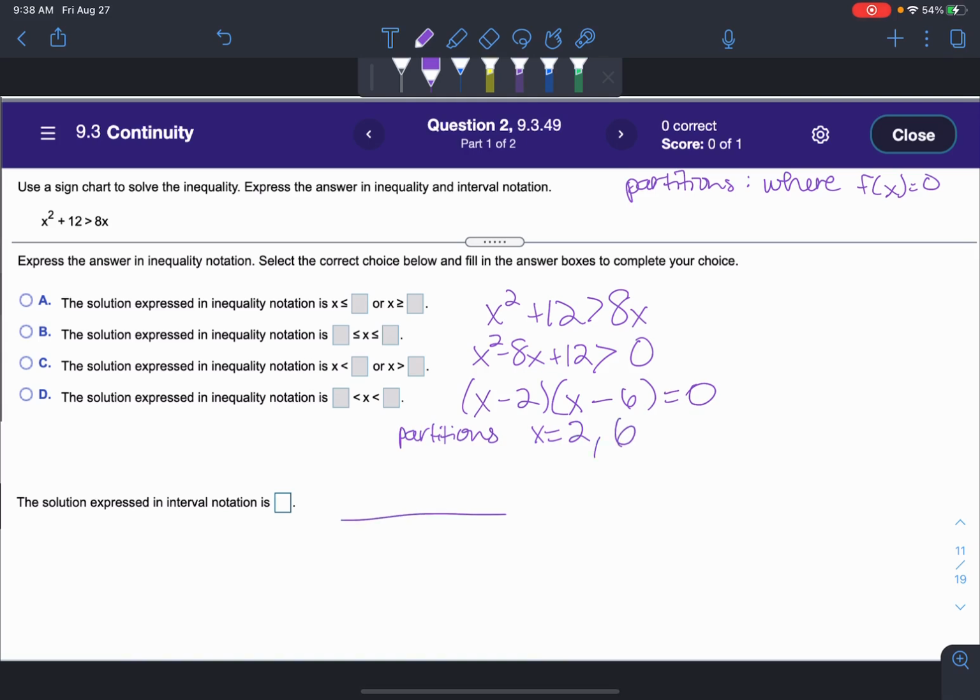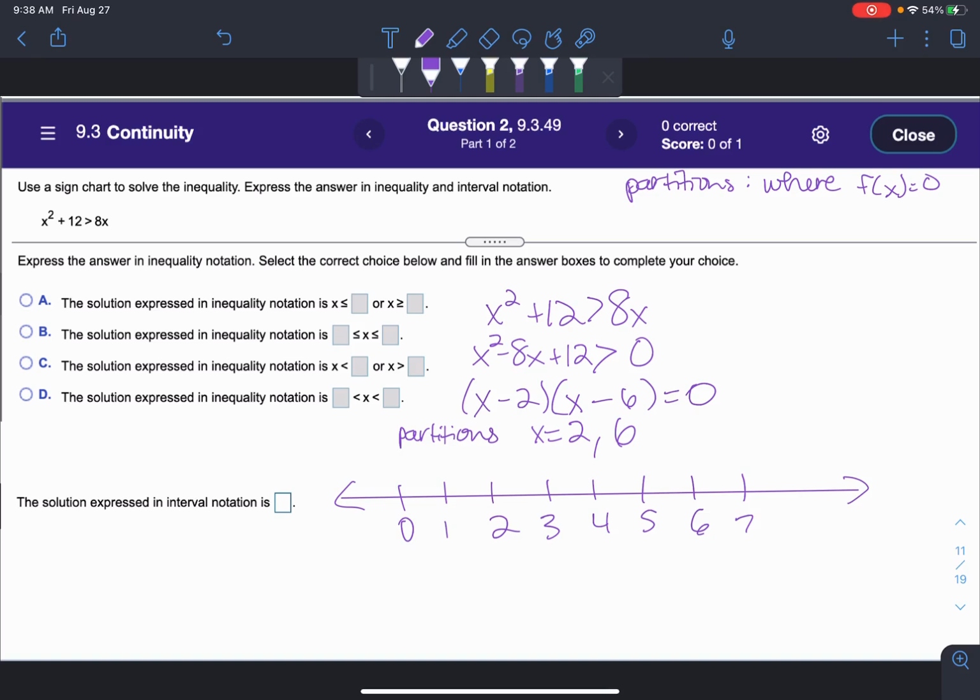So let's draw our number line again. I'm going to start at 1, 2, 3, 4, 5, 6, 7. Put 0 on here too. All right, and so let's put our partitions on. Are they going to be open circles or closed? Well, that depends on this inequality, and there's no equal underneath it, so they're going to be open circles.